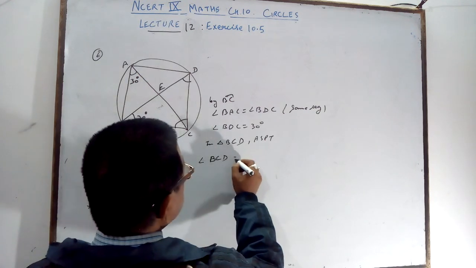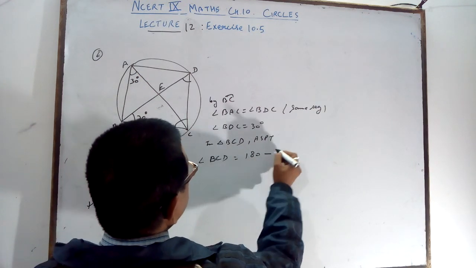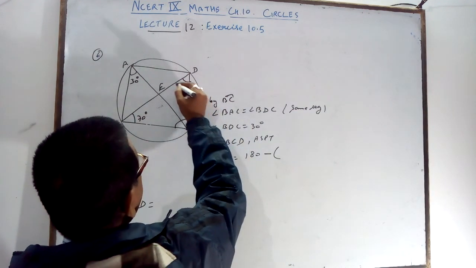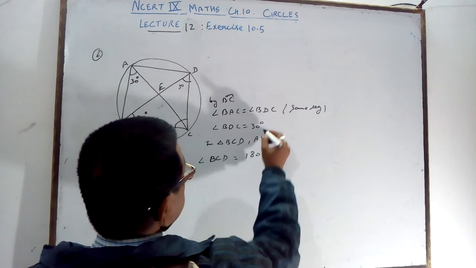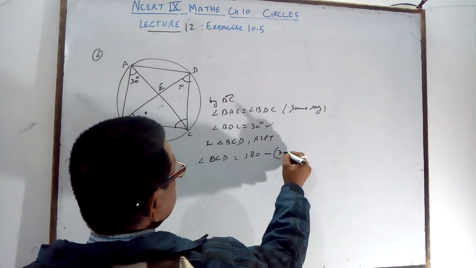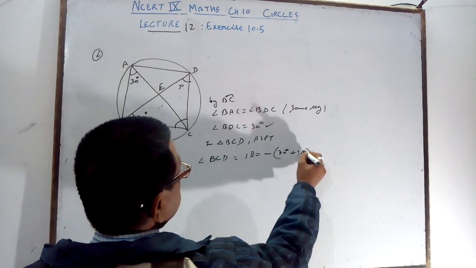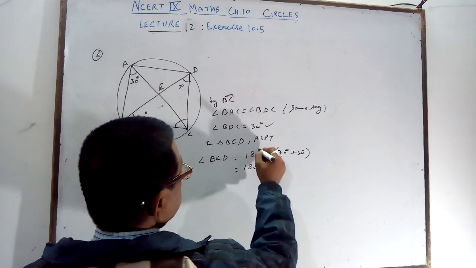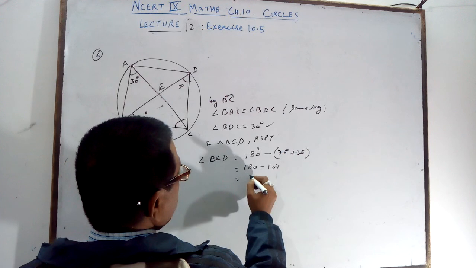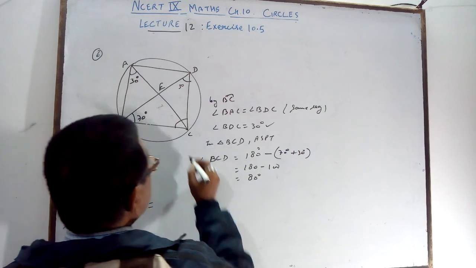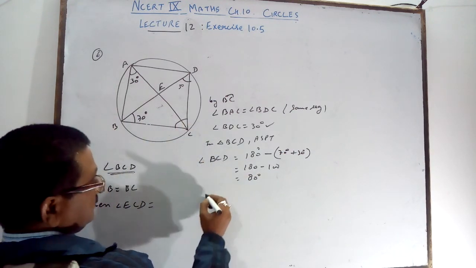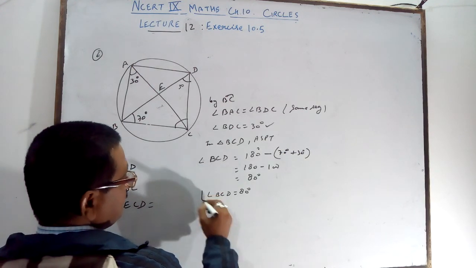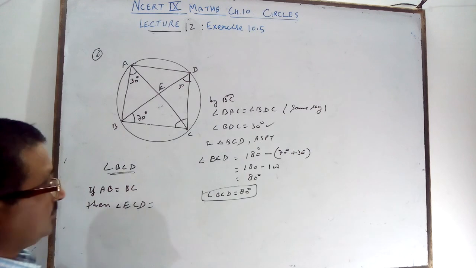Angle BCD is equal to 180 minus, angle 70 degrees plus 30 degrees, because you are getting this also 30 here. What are you getting? 180 minus 100 gives you 80 degrees. You are getting this BCD 80 degrees. Angle BCD is equal to 80 degrees. It is proved. First part is proved.